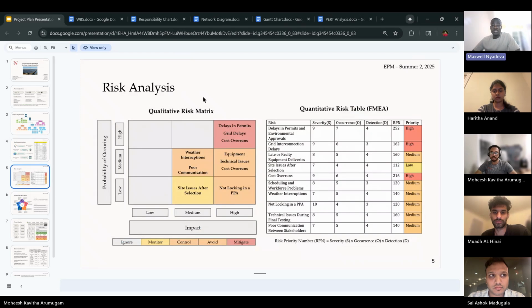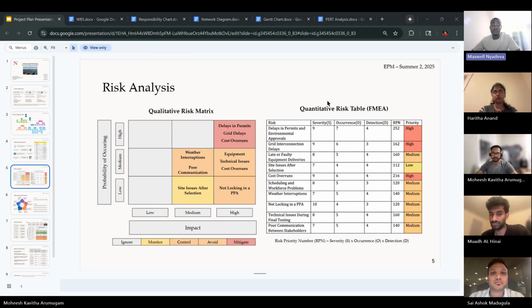The next is the risk analysis. On this slide, we are looking at a project risk analysis, which we approach from both a qualitative and quantitative perspective. On the quantitative side, we use the failure mode and effect analysis method, where we calculate the risk priority number as a product of severity, occurrence, and detection scores. This helps us prioritize risks based on how serious they are, how likely they are to happen, and how easy they are to detect before causing issues.